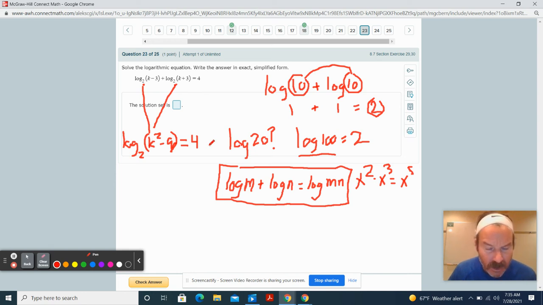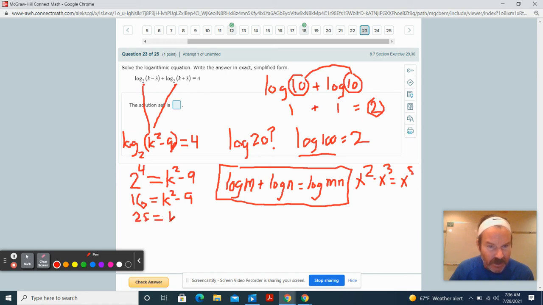It's log loop time. 2 is the base, 4 is the exponent, equals k squared minus 9. 2 to the 4th is equal to 16, equals k squared minus 9. This is a quadratic equation that we talked about last week. We don't have to solve this by factoring. We could solve this by the square root property. Add 9 to both sides. That's 25.